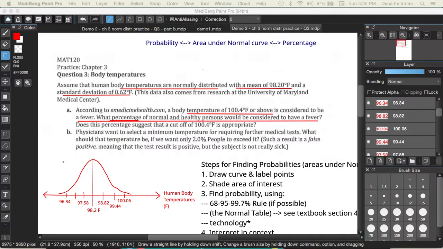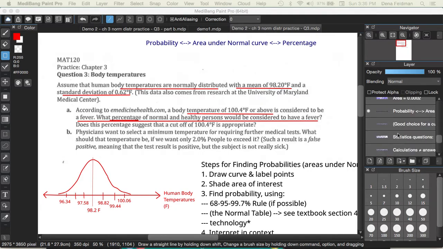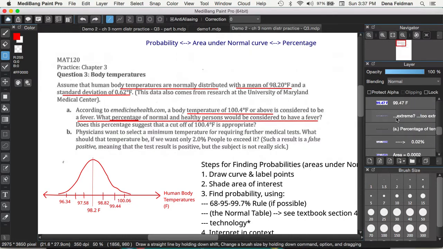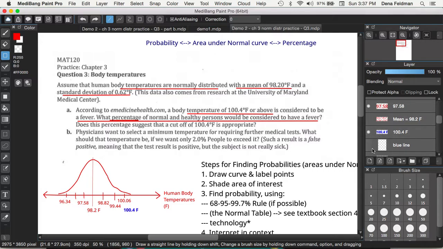99.7% of all human temperatures would be between these two temperatures if it's true that the data follows a normal model. And they're asking us specifically about a body temperature of 100.4 or more. Okay, 100.4, where is 100.4? You have 100.06. Well, 100.4 is actually pretty high up there. And we're interested to know what percentage of people would have that temperature or above.